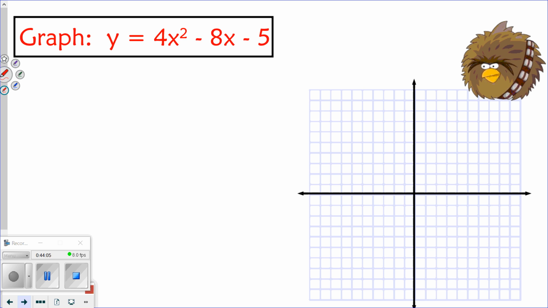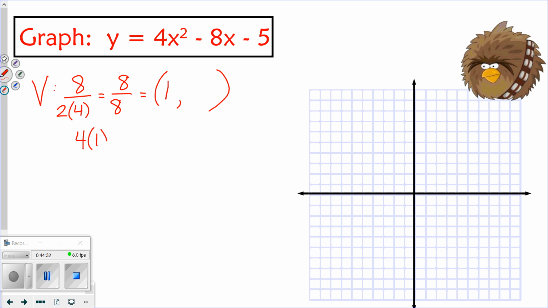All right. So let's do another one. What do I do first? Good. I'm going to find my vertex. So negative b over 2a. What's negative b? 8 over 2 times my a, which is 4. So that makes 8 over 8, which is 1. How do I find the other part? Plug it in. Okay, and what do we get when we plug it in? Good, negative 9. All right, so that is my vertex. 1, negative 9.